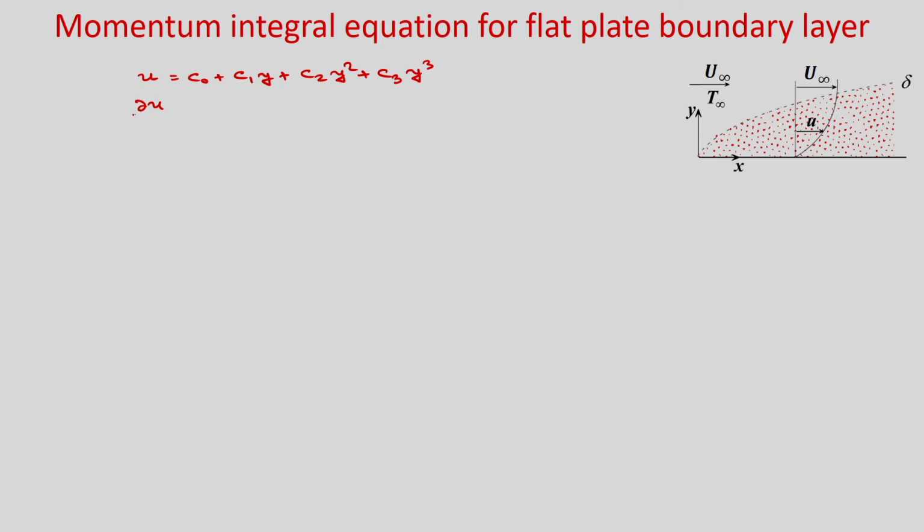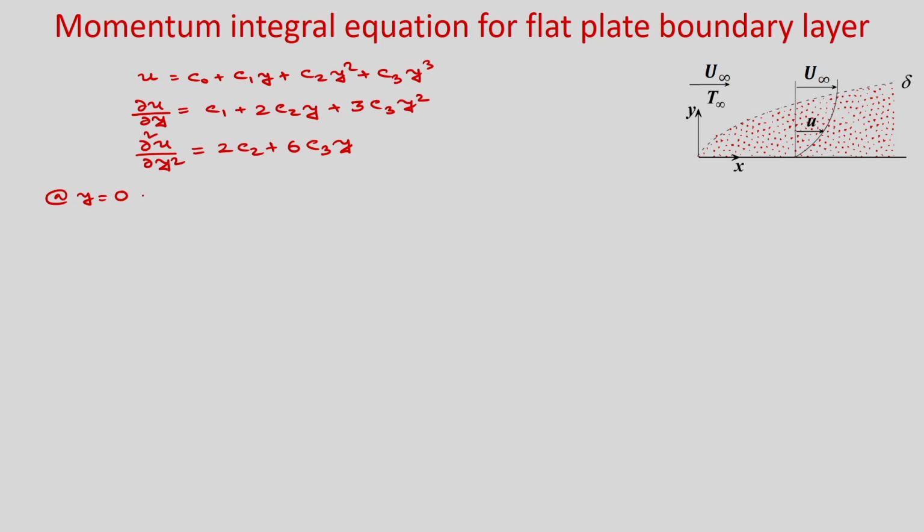So, del u by del y, if you take the derivative with respect to y, you find del u by del y as C1 plus twice C2 y plus 3 C3 y square, and del 2 u by del y square you will get twice C2 plus 6 C3 y. Now, apply those boundary conditions.